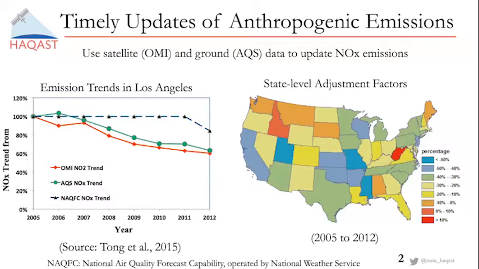So until 2011, we have the projected emission, and we use that. However, that only captured half of the changes. So we end up using satellite data and the ground data combined to come up with a state-level adjustment factor, and then use this factor to drive the forecast.